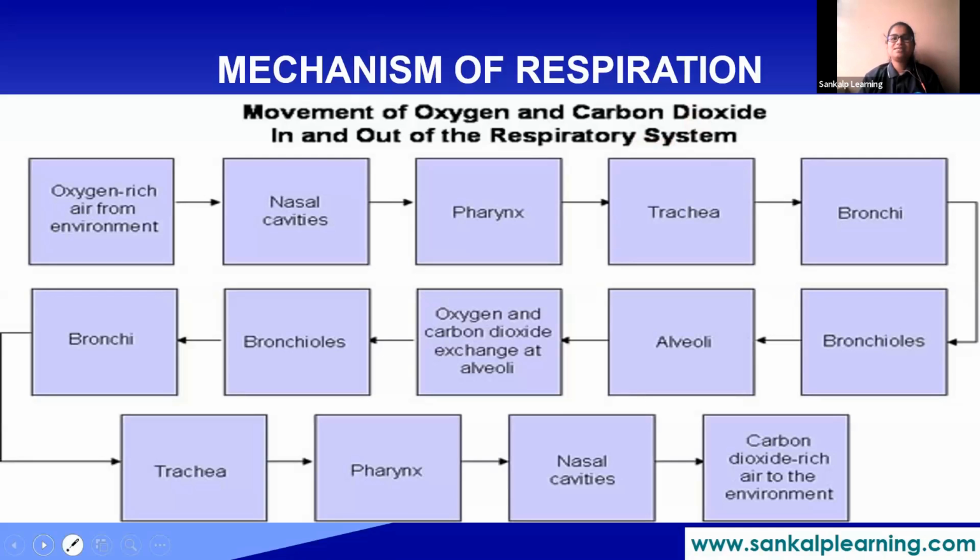Fine. So this is regarding the mechanism of respiration, where oxygen-rich air first goes to the nasal cavity, then pharynx, then trachea, bronchi, bronchioles, alveoli. Oxygen and carbon dioxide exchange of gases takes place at the alveoli. Then carbon dioxide-rich air goes to bronchioles, bronchi, trachea, pharynx, nasal cavity, and to the environment. Like this, the mechanism of respiration takes place in our body.